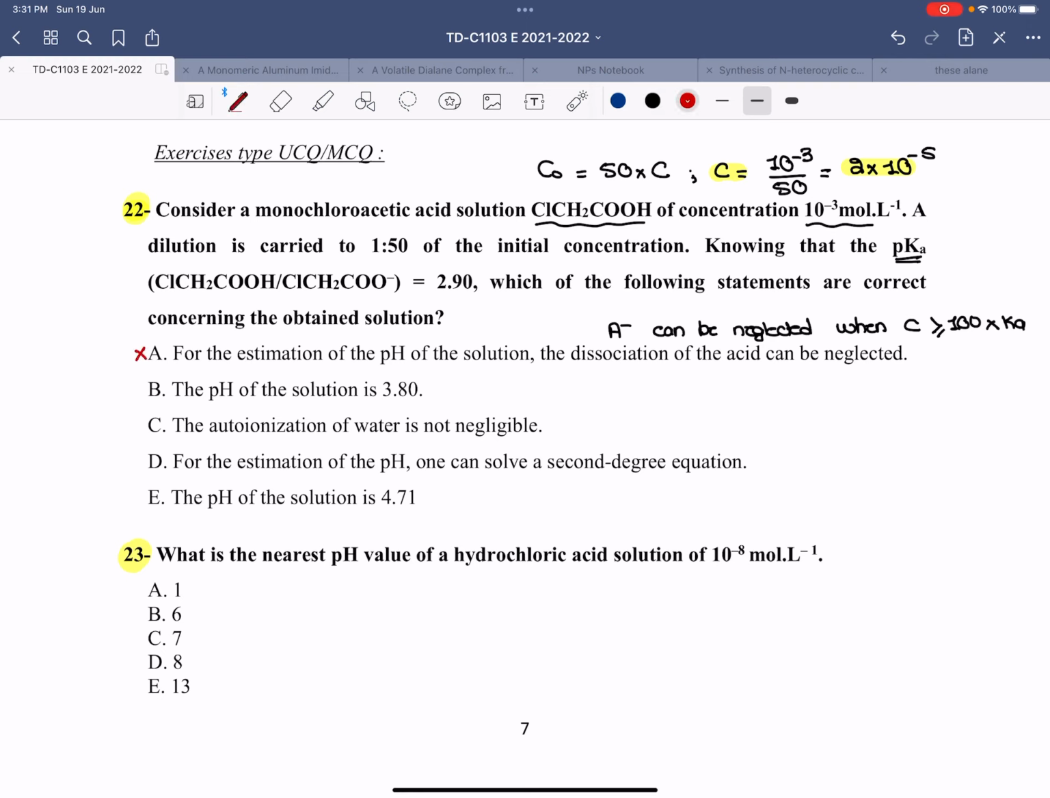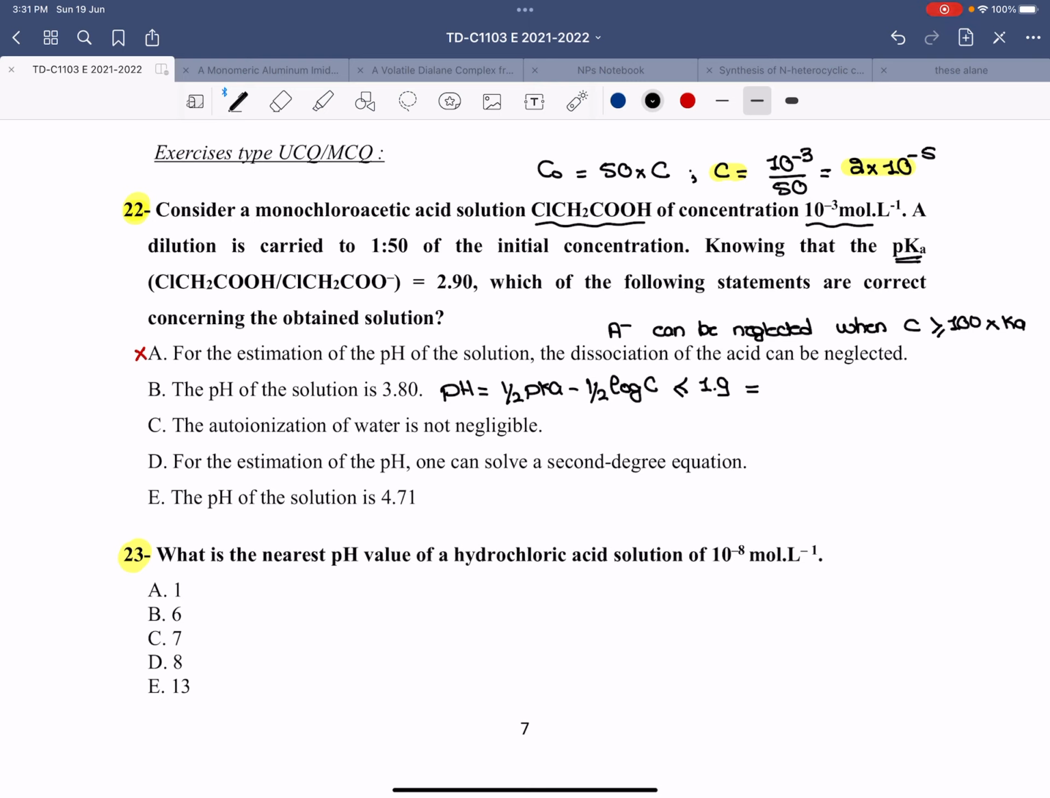Okay, the pH, let's check its validity directly, because at the end they did ask for the pH. What is the pH? The pH is equal to half pKa minus half log C. If it's less or equal than pKa minus 1, here 2.9 minus 1, so that's 1.9. Remember, this will turn out wrong, because in option A you said the concentration is not greater than 100 Ka, so A minus cannot be neglected, so this pH will be wrong. You know from the start that this pH will be wrong.